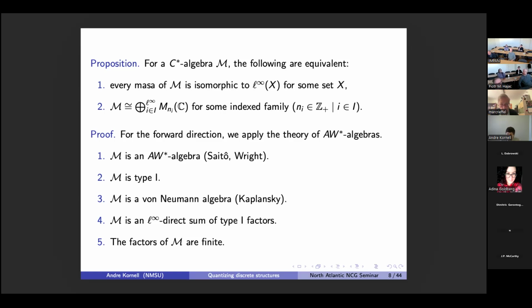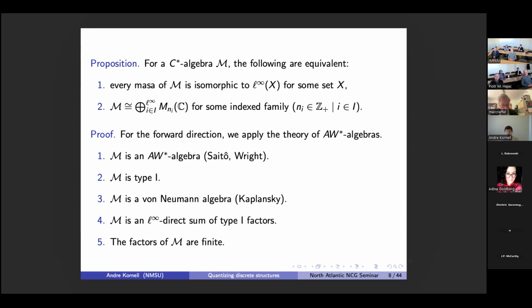An AW star algebra is a generalization of W star algebras, so of von Neumann algebras. And the idea is that it is a C star algebra with 2 additional conditions. One condition is that every massa should be monotone complete, or perhaps bounded monotone complete is the more technically correct term. And the second condition is that the lattice of projections should be complete, or perhaps the set of projections should form a complete lattice. But what Saito and Wright proved is that that second condition actually follows from the first condition, so it's redundant, even though it's part of Kaplansky's original definition.